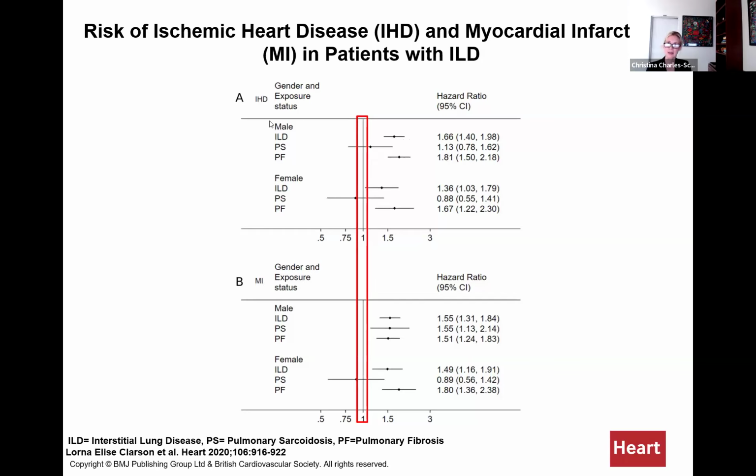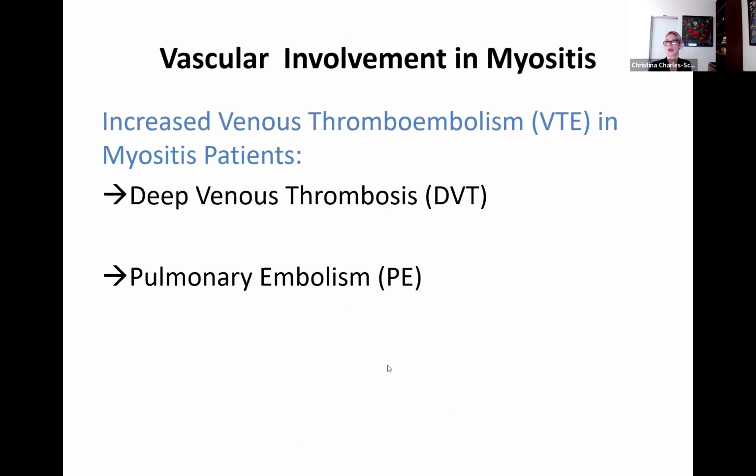Same thing, and that's ischemic heart disease, includes angina, includes coronary disease picked up other ways. This is MI, meaning having an actual event, same thing. Whether you're a male or a female, if you have ILD, higher risk. Okay, what about other vascular involvement?